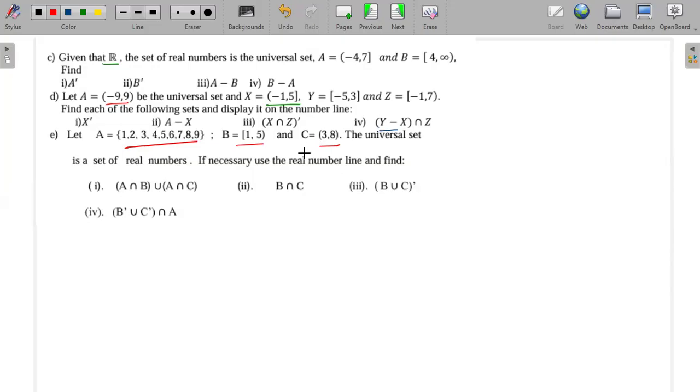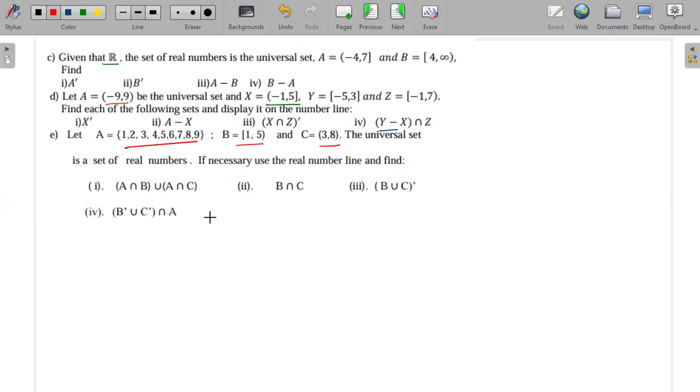Whereas A is just a list of integers from 1 to 9. Now they're asking us, the universal set is a set of real numbers. The set of all real numbers is the universal set in this case. If necessary, use the number line and find.